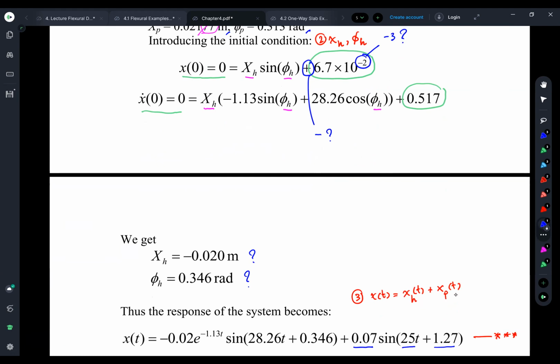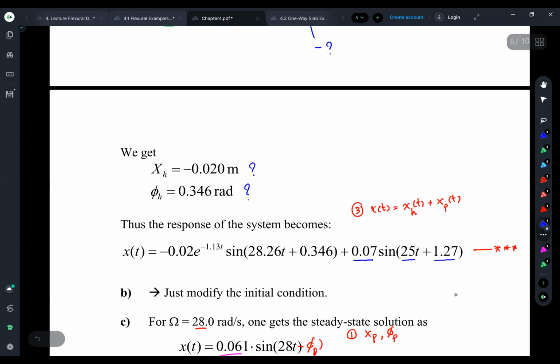And for sure, if you ask me how to confirm whether your solution, with the initial conditions and everything, the total response, is correct or not, it's pretty easy. Before that, I found something here also, like this term. It should be XP, right? And this term should be phi P as well. The sign convention there.